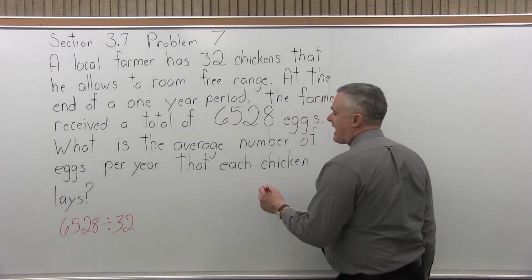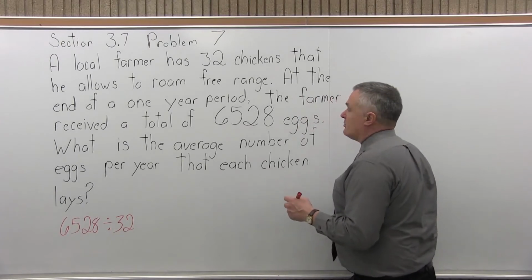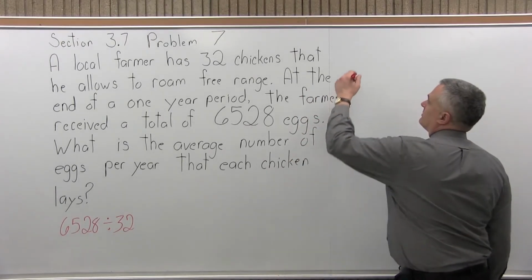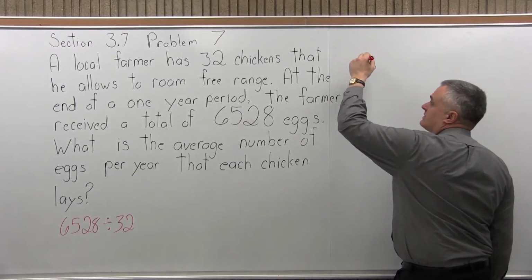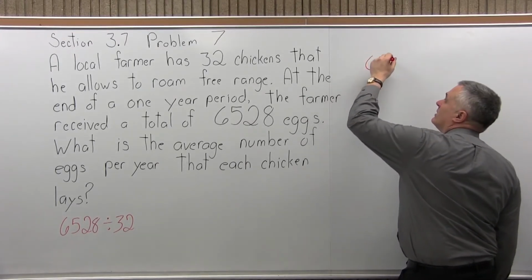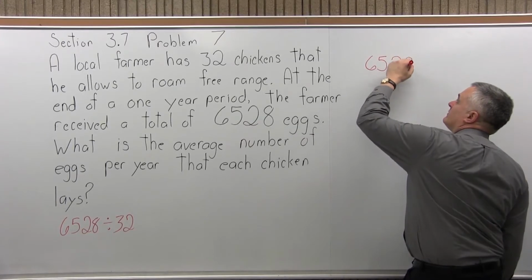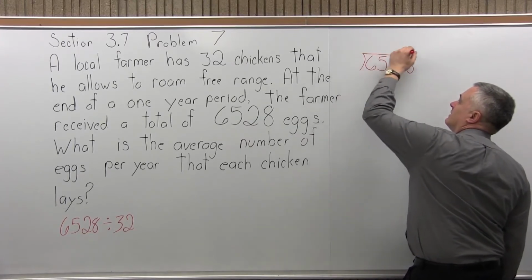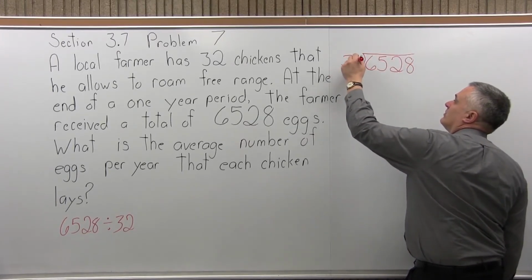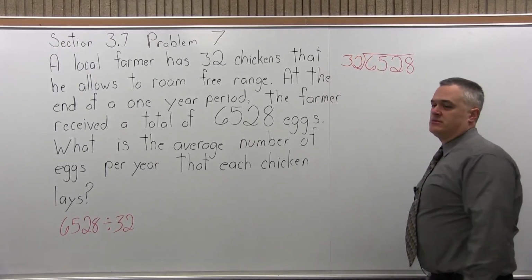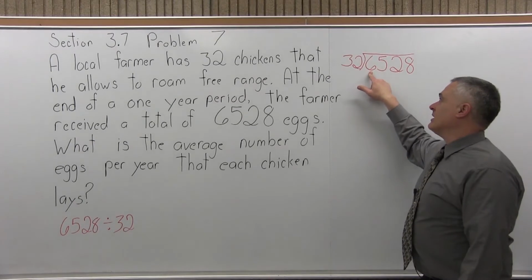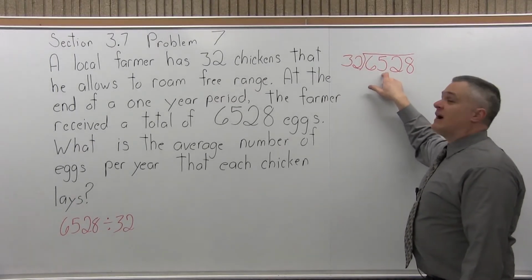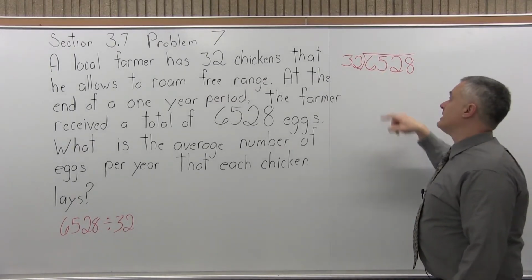Now, where we don't have a calculator to use, let me do it where I have a little bit of room. 6,528 will go under the division symbol to do it by hand, and the 32 will go in front of the division symbol. So 32 divides into 6. 6 isn't big enough. It won't go in. 32 goes into 65. That'll work. It'll go in twice.